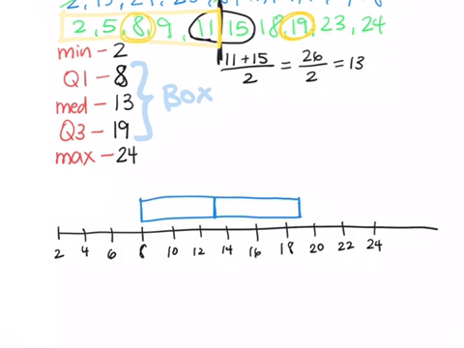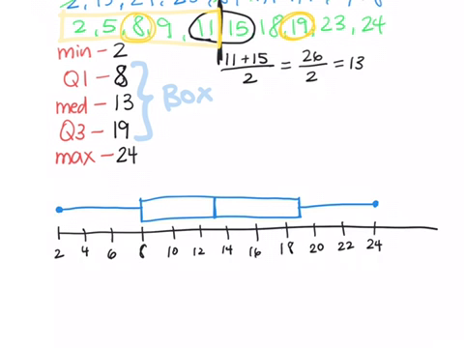Now I'm going to put the whiskers. The whiskers are going to stretch from the edge of the box to the minimum and then to the maximum. So I have a minimum value at 2. So there's one whisker. And I have a maximum value at 24. So there's my other whisker. And that completes my box and whisker plot.